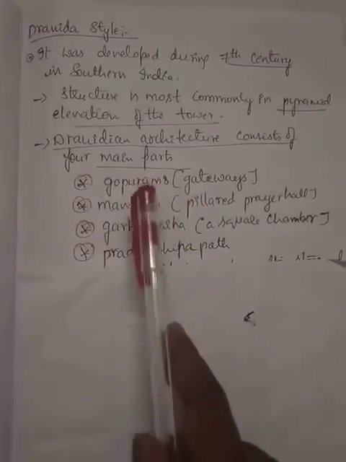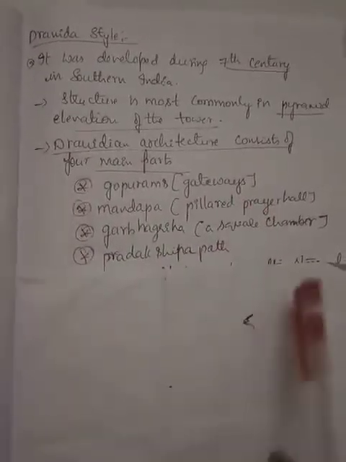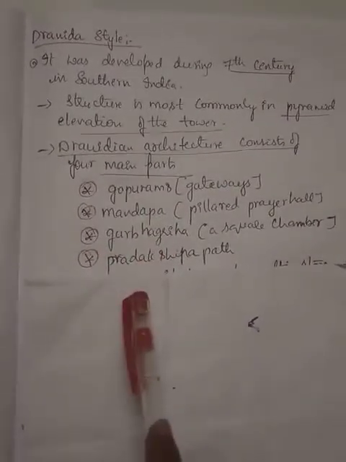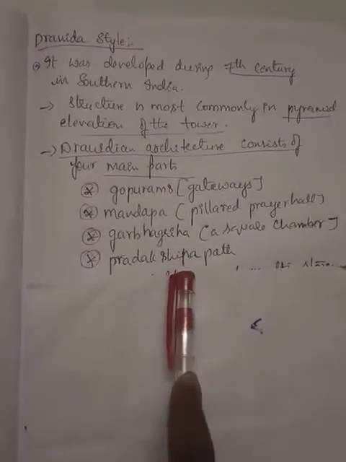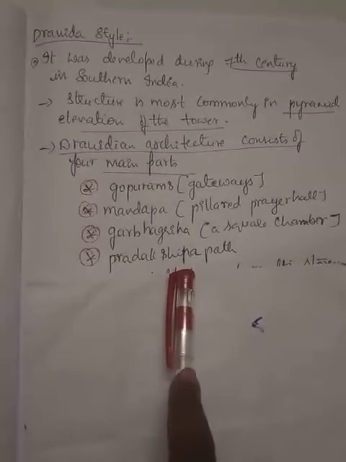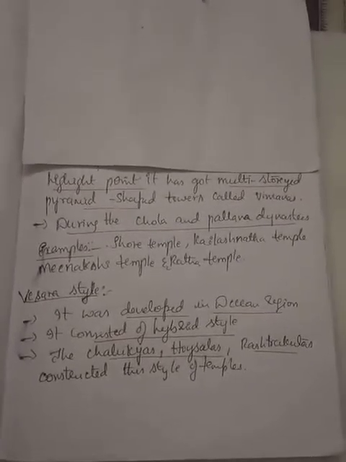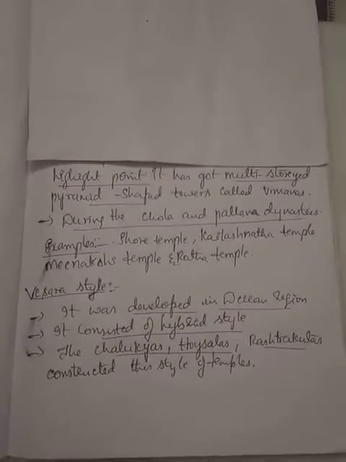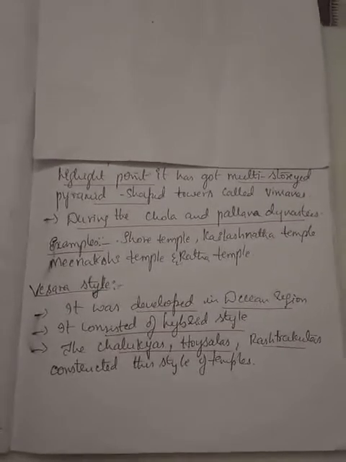I repeat, basically the Dravidian architecture consists of four main parts. What are they? Gopuram, Mandapa, Garbhagruha, then Pradakshina path. These are the four parts which they consider while constructing the Dravidian style of temples. So students, in the second one, that is Dravidian style of temple architecture, it was developed during the 7th century and it is found in the southern part of India.